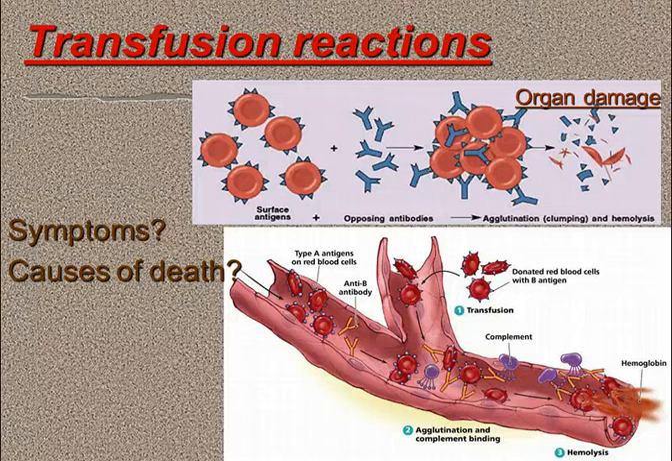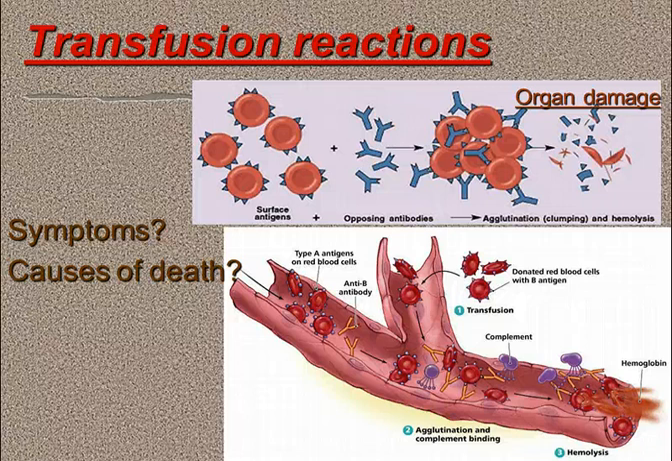In addition, you can have severe symptoms like kidney damage because the kidney clears blood, and it gets overwhelmed with these clumps of blood agglutinated areas, and it just ceases to function. And then you can have other organs that are damaged too. Causes of death, usually kidney.